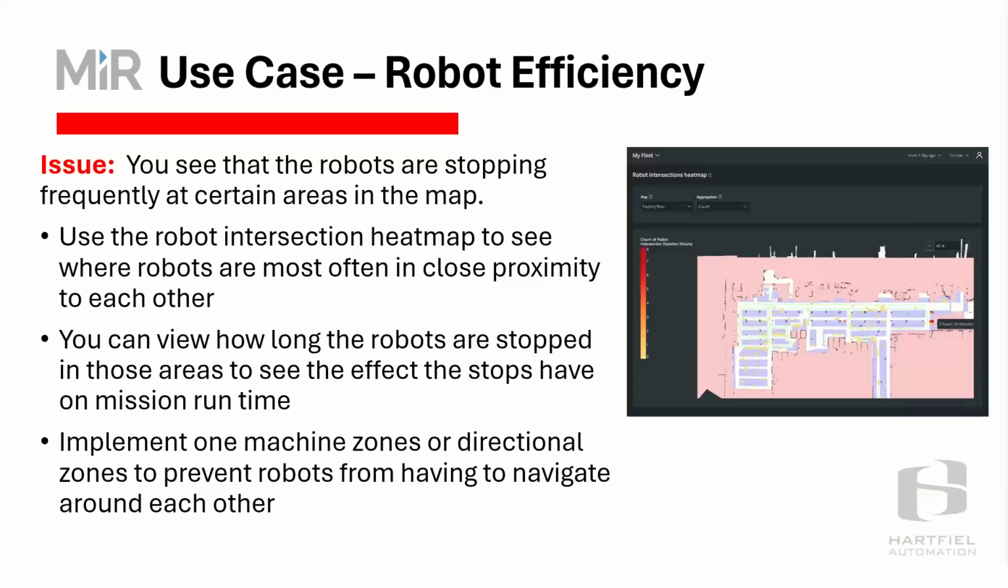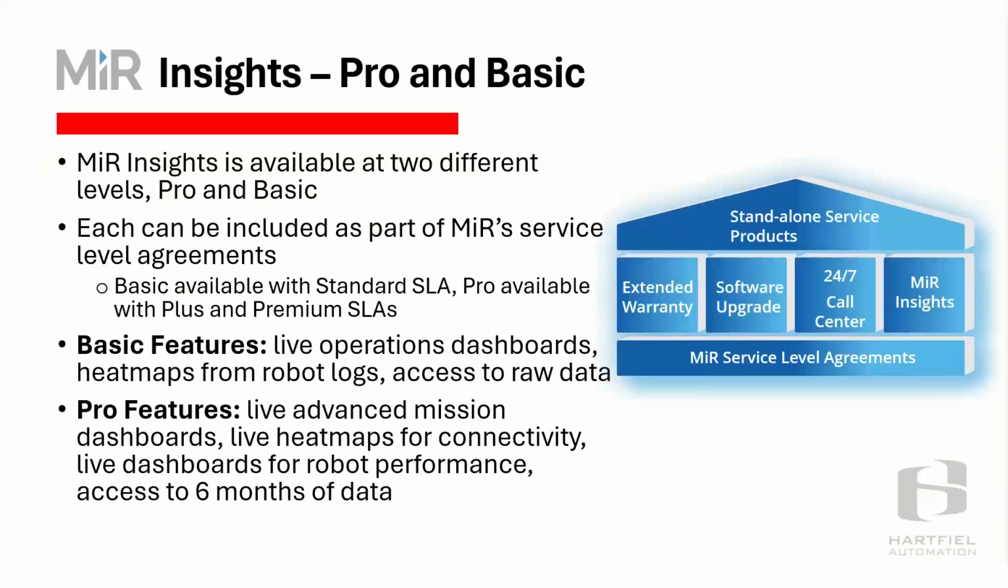There's a number of other scenarios that might be applicable for using this data. For example, if expected mission times are slower than what we would anticipate, or if mission completion percentage is too low, we can use either the performance data or the heat map data to dive into those as well. So on the next slide here, we will dive into the two different versions of Insights that we have available.